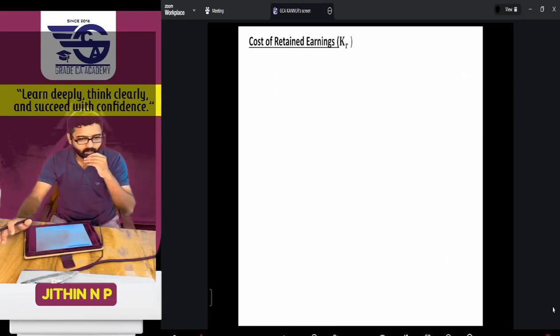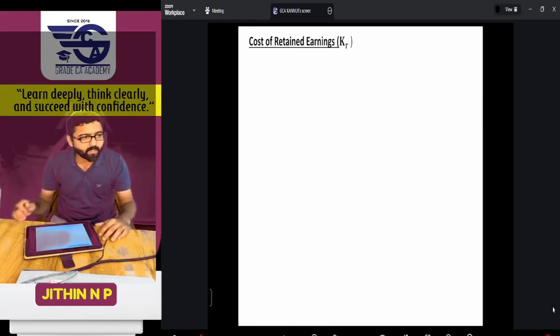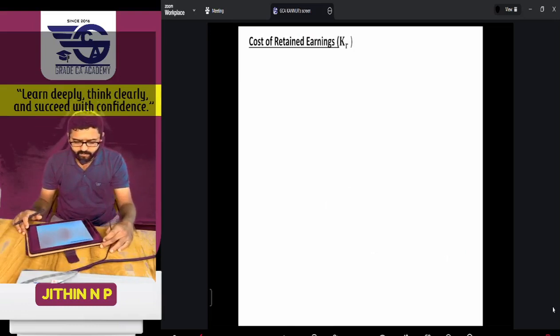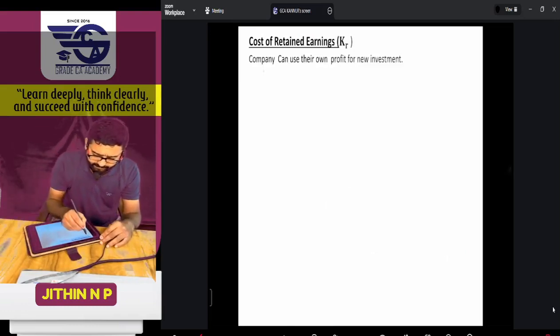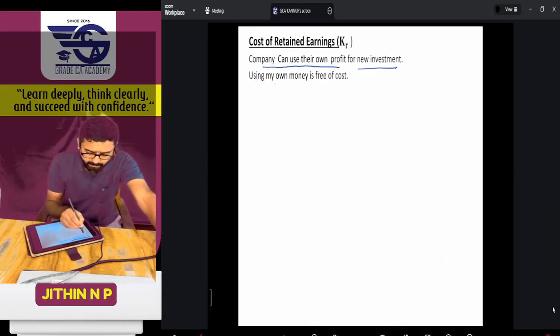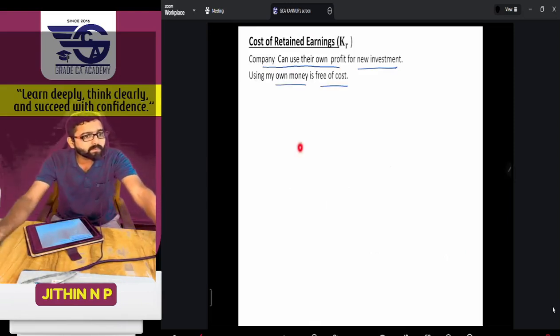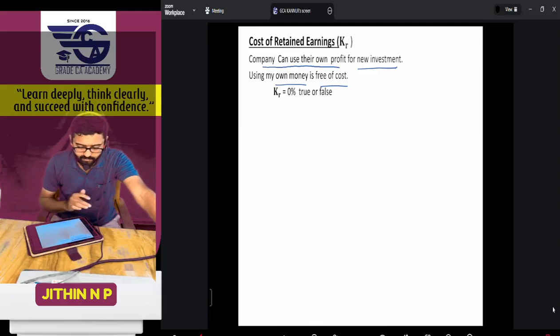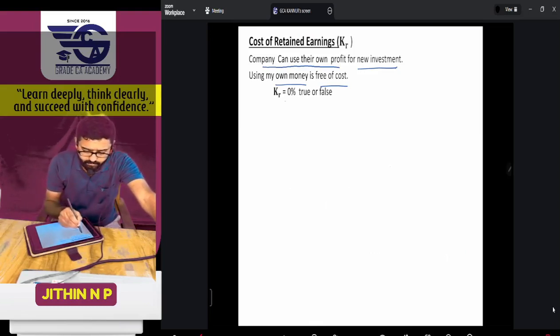Next is KR, cost of retained earnings. The company can use its own profit for its new investment. Using my own money is free of cost. Correct? Using my own money is free of cost. KR is equal to 0%.